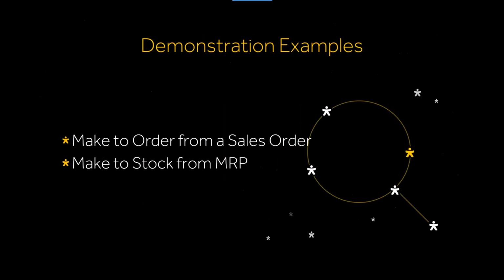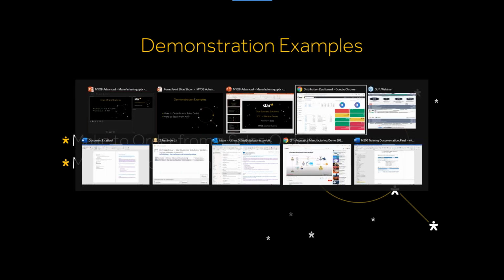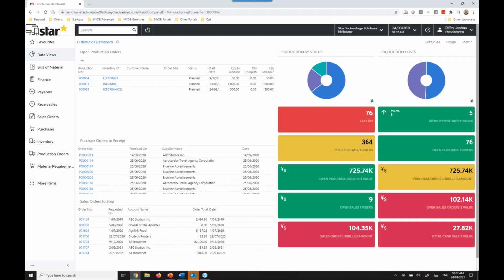All right, so enough waffle from me. Let's jump into the product and look at a make to order scenario first. So with MYOB Advanced, you will have a number of dashboard options. I've gone with a fairly high-level overview of my production, purchasing, and sales components. And from here, I can see my current open production orders at the top, maybe some cost split by types, or some trends on production orders created or costs and so on. So it gives you a broad view of the business.